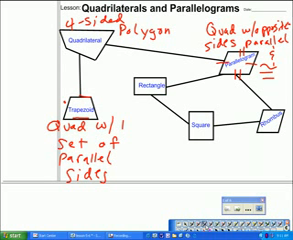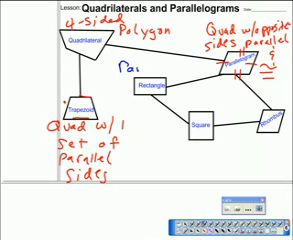A rectangle. Now notice, when I start the definition, a rectangle is a parallelogram, which means that the opposite sides are parallel and congruent, but beyond that, a rectangle has one 90-degree angle. So the rectangle is a parallelogram with one 90-degree angle. Does anybody have a problem with that definition? Yeah, there's not one 90-degree angle, is there? There's four of them, right?